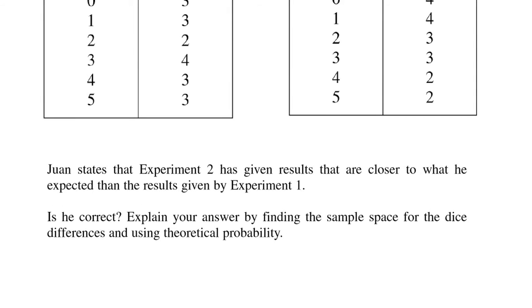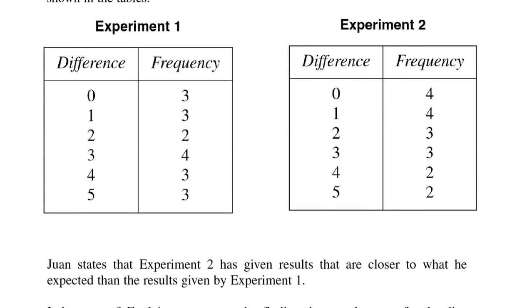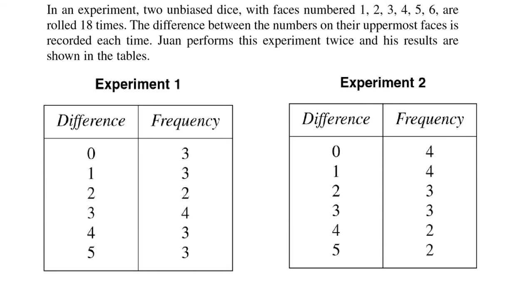John states that experiment 2 has given results closer to what he expected than the results given by experiment 1. Is it correct? Explain your answer by finding the sample space for the dice difference and using theoretical probability. So when you look at this question, it is quite tricky, because first of all you need to understand what's happening.